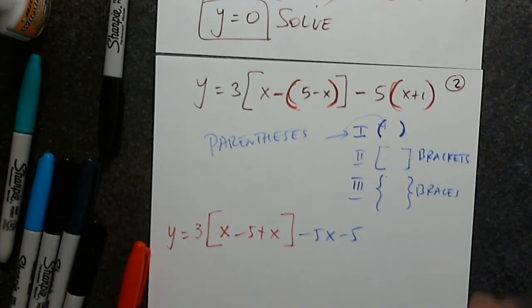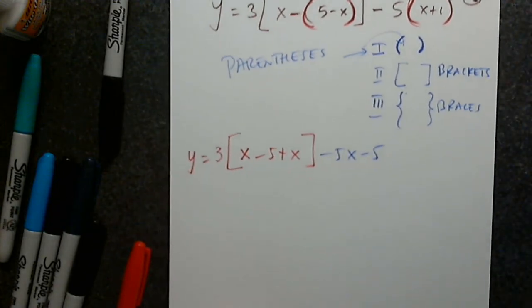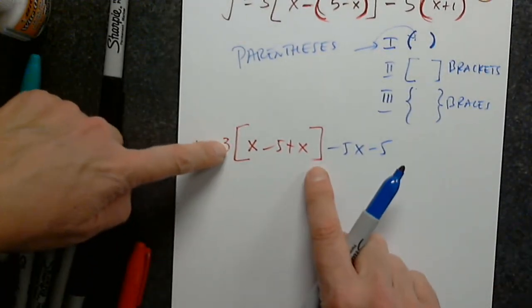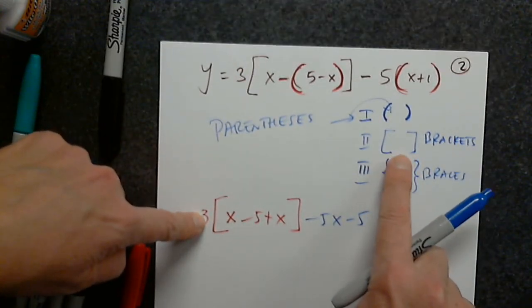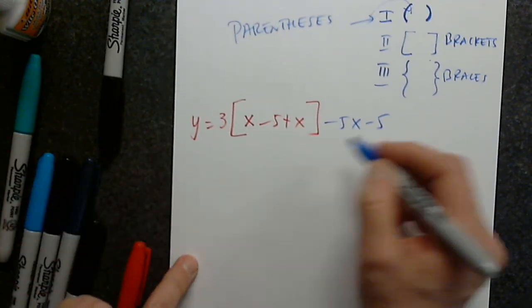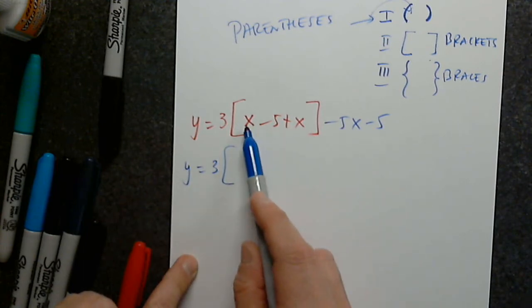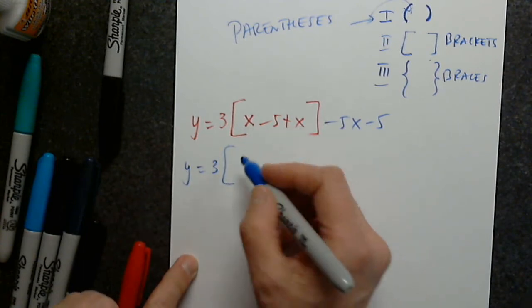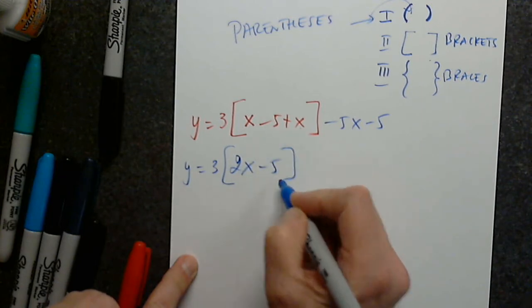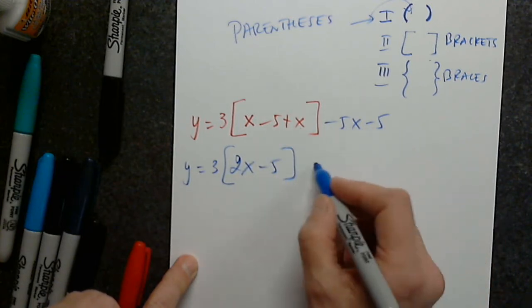Okay, at this point, I have to combine like terms inside the bracket, because that's my next priority. I have to remove the brackets. So then I'll say y equals, I copy the 3, but now inside brackets, I have an apple plus an apple, which is 2 apples. Here, there is nothing I can do.